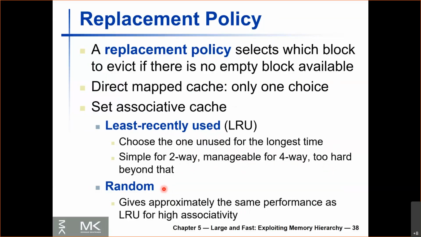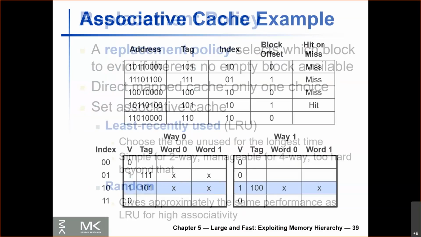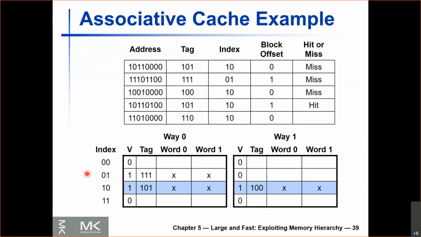Okay, but it turns out that for a very high associativity, random works just fine, because with very high associativity, you have many blocks. So if you randomly select one of them, it actually gives a similar performance to least recently used. Okay, so if I was going to use a least recently used policy over here to evict one of my cache blocks, which block should I evict? The one in way 0 or the one in way 1?